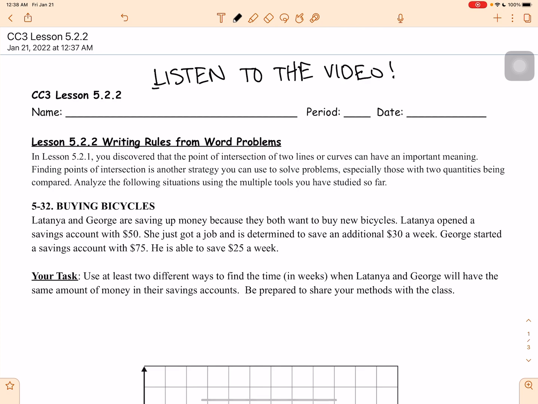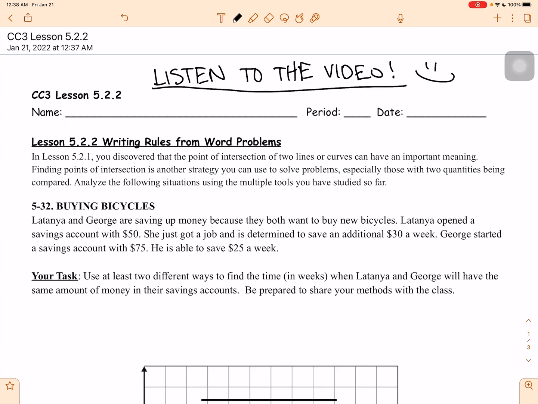So I'm just gonna put this here as usual. Listen to the video, please. It's hard to really learn and understand things if you're not also listening instead of just copying down what I'm doing. So if you're at home and you don't have a printer, you can just do this on a separate piece of paper. If you do have a printer, you can print out this document from Google Classroom.